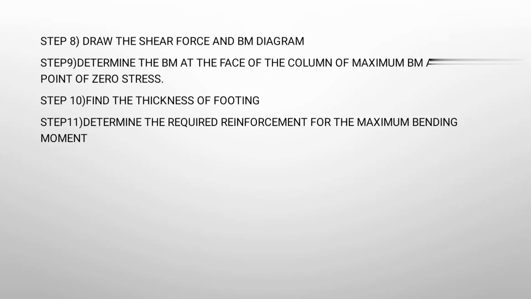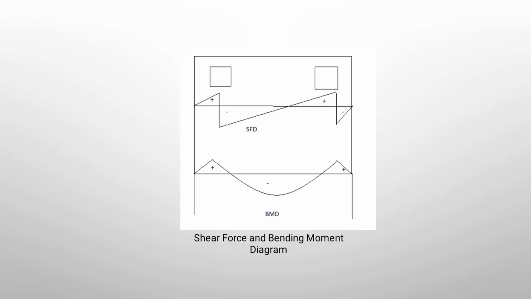Next, determine the bending moment at the face of column, the maximum bending moment. And the next step is to find the thickness of footing, and the last step is to determine the required reinforcement for maximum bending moment. This is a shear force and bending moment diagram for rectangular footing.